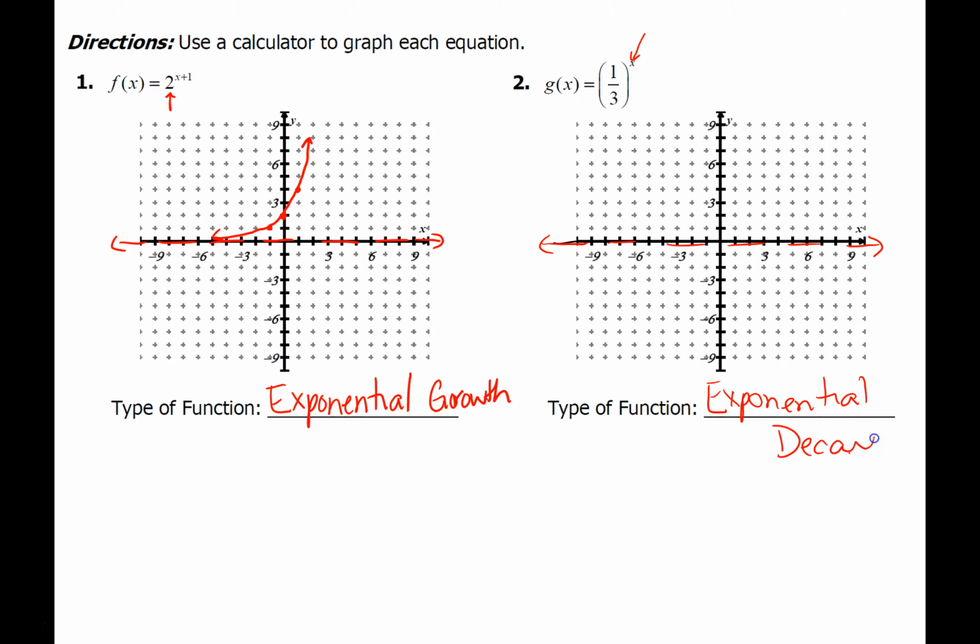And some of our ordered pairs were (-2, 9), (-1, 3), and (0, 1). So that's going to give us roughly that exponential decay shape, and then we could answer questions about characteristics.